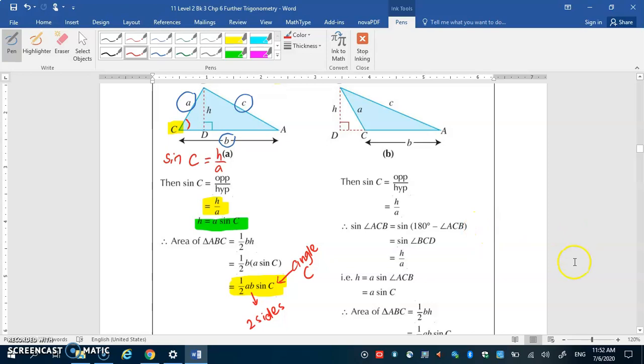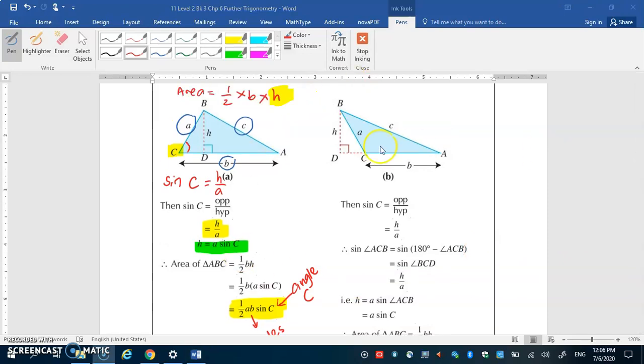Now let us see if this also applies to an obtuse angle triangle. So let us look at this triangle over here. It has vertices A, B, and C, and opposite vertex A we have side A, opposite vertex B we have side B, and opposite vertex C we have side C. But just that angle C is now obtuse. That means it's more than 90 degrees. Okay, so let's look at this angle over here, sine C.